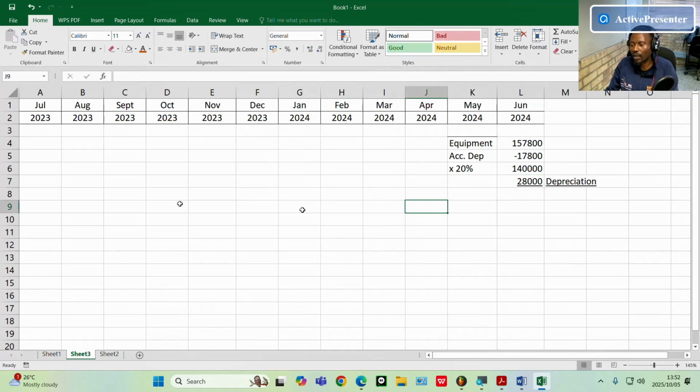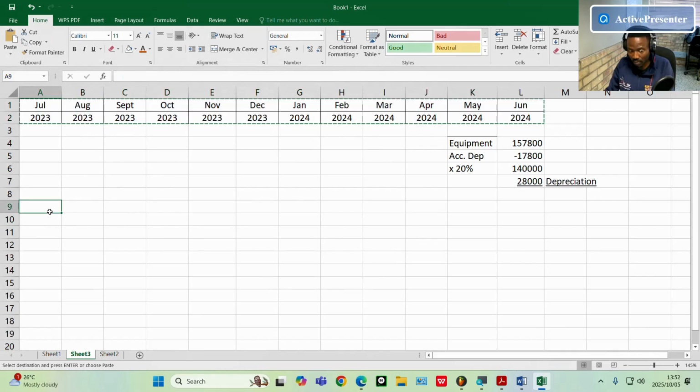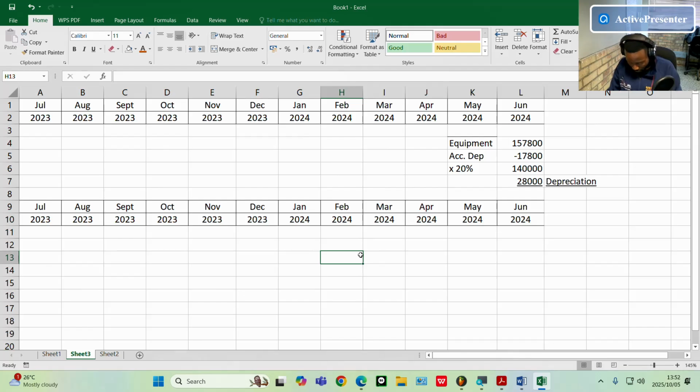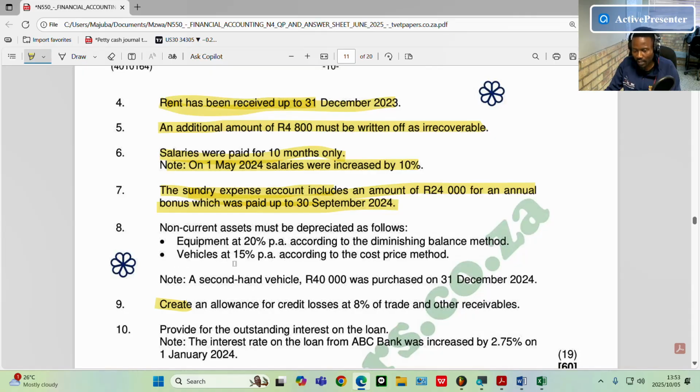Now I need to determine depreciation for a vehicle. Okay, for vehicles, let's go. Let me just copy this because I don't want to disturb the calculation for equipment. Okay, for vehicles, let me just check the transactions here. It says vehicles at 15% per annum according to the cost price method. And then it says a second-hand vehicle, 40,000, was purchased on 31 December 2024.